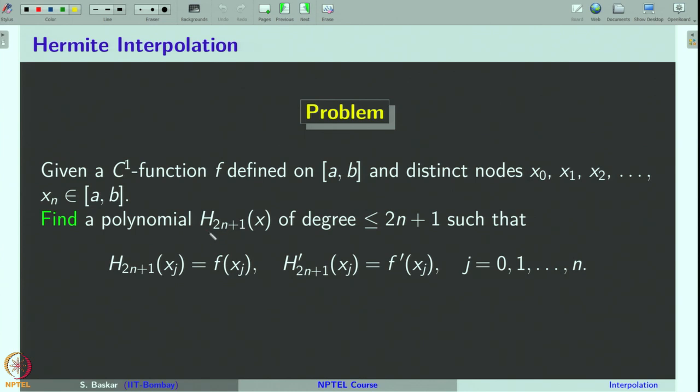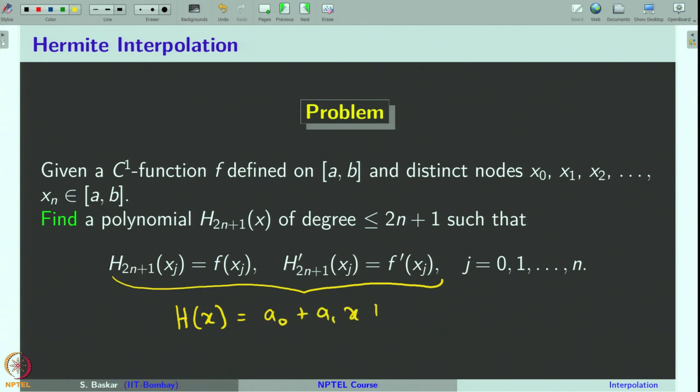Can you see why we demand the degree of the polynomial h to be less than or equal to 2n plus 1? Yes. You can see that there are n plus 1 conditions from the function value and another n plus 1 conditions from the derivative of f, right. Therefore, totally we have 2n plus 2 conditions, right. Therefore, you have to have the degree of the polynomial h as 2n plus 1, because in order to achieve these 2n plus 2 conditions, we have to have the polynomial as a naught plus a 1 x plus a 2 x square plus up to that many terms that results in 2n plus 2 unknowns, right.